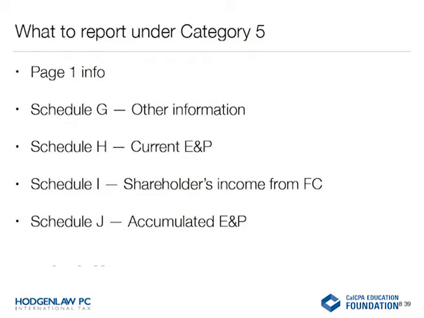What to report under Category 5, again, the page 1 information, the Schedule G, other information questionnaire, current earnings and profits, reconciliation, shareholders' income from the foreign corporation, and accumulated earnings and profits. So this one, actually, surprisingly, in my mind, doesn't have the more extensive financial information reporting. Of course, that has to be done to calculate earnings and profits, so it has to be there in the background, but I've always thought it a little odd that this one doesn't require you to report all that information.